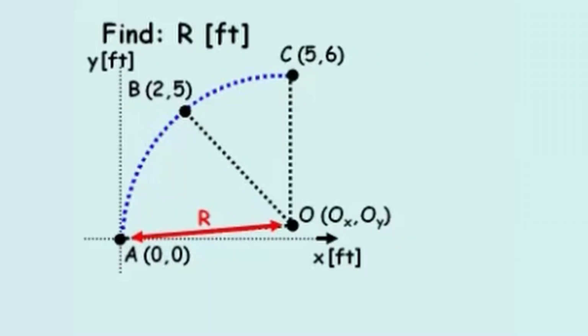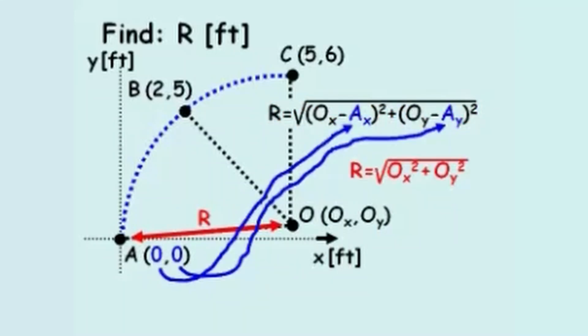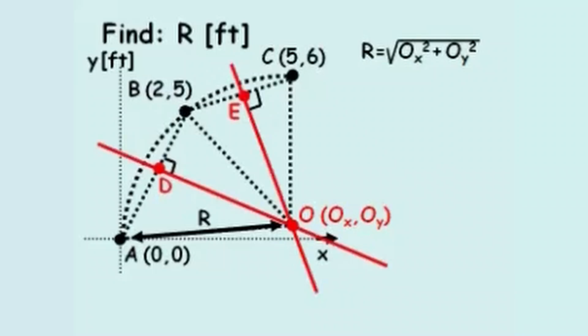We'll equate the radius to the distance between points A and O. Since point A is at the origin, the equation for the radius simplifies to the root sum squared of the x and y coordinates of point O, which is the point defined at the center of the curve. We'll find the coordinates of point O by finding the intersection of lines DO and EO.